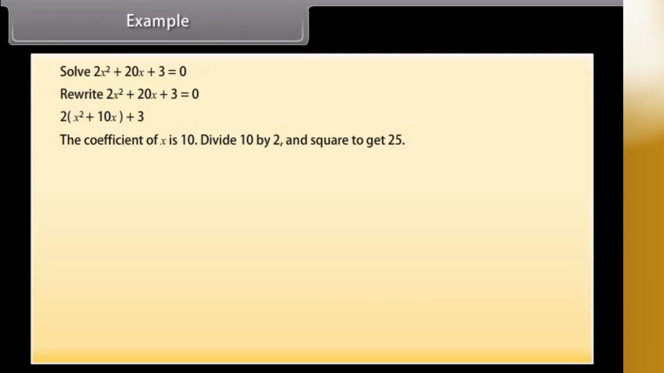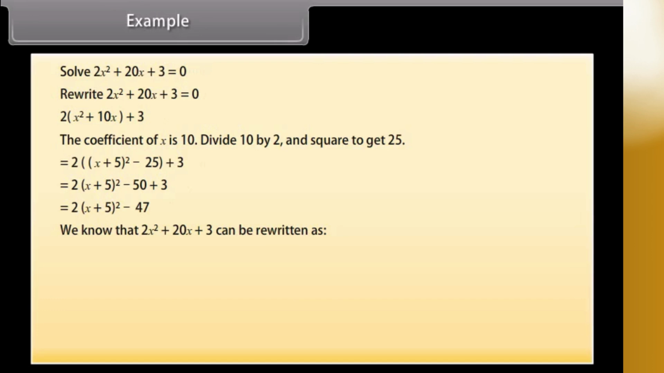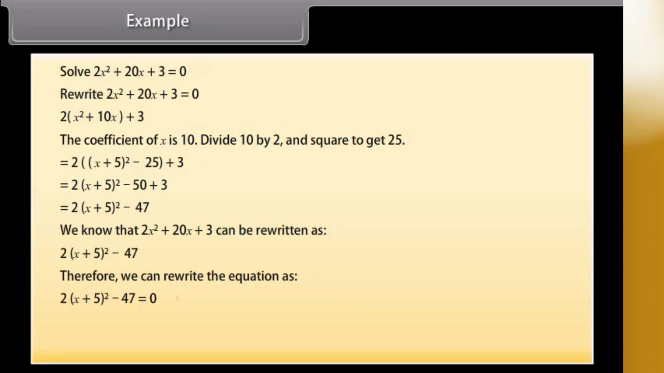Divide 10 by 2 and square to get 25: 2[(x + 5)² − 25] + 3 = 2(x + 5)² − 50 + 3 = 2(x + 5)² − 47. We know that 2x² + 20x + 3 can be written as 2(x + 5)² − 47. Therefore, we can rewrite the equation as 2(x + 5)² − 47 = 0.